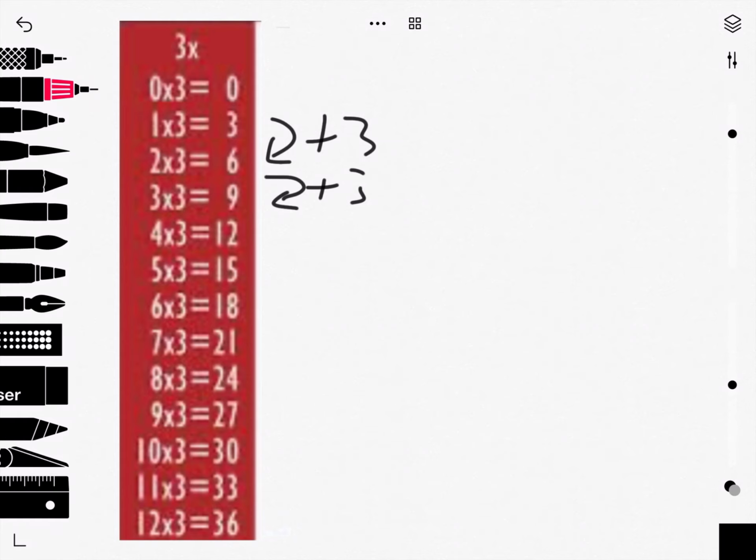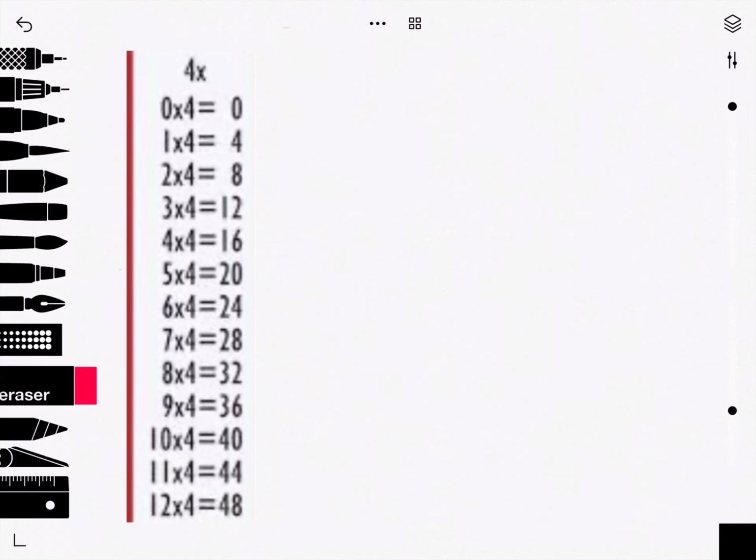Make sure you memorize. You have to memorize. The sooner you do this, the better you'll get. And the more practice you do, the better you get. Remember, in maths, you have to practice. Alright, let's look at the 4th times table.